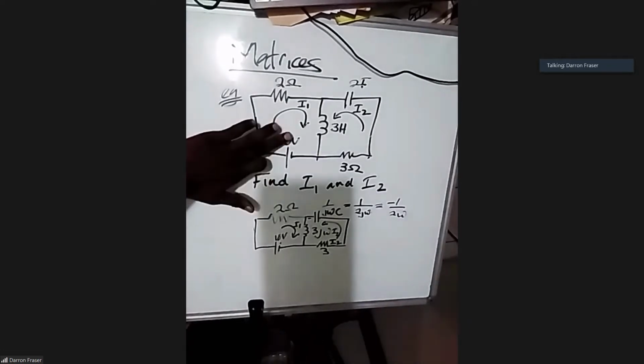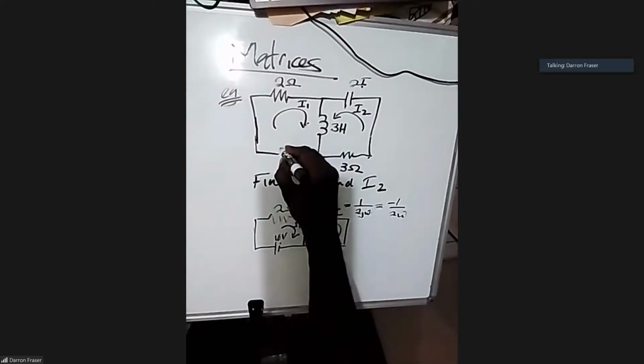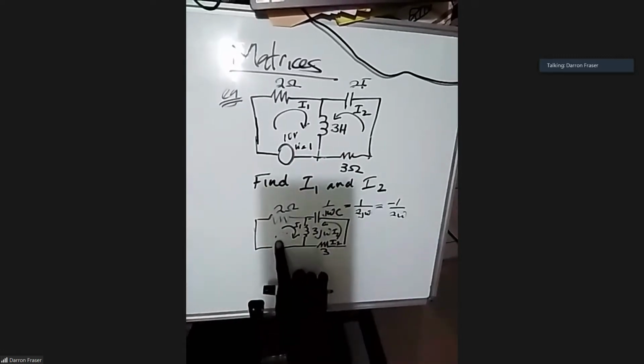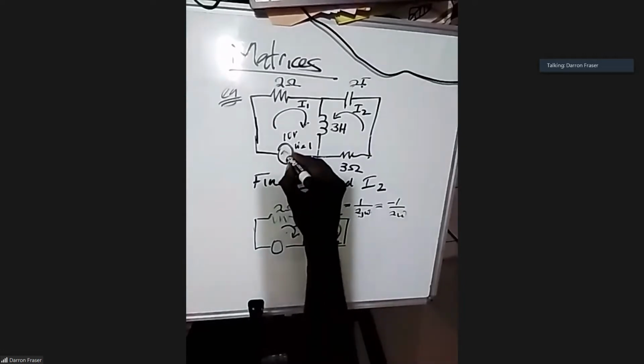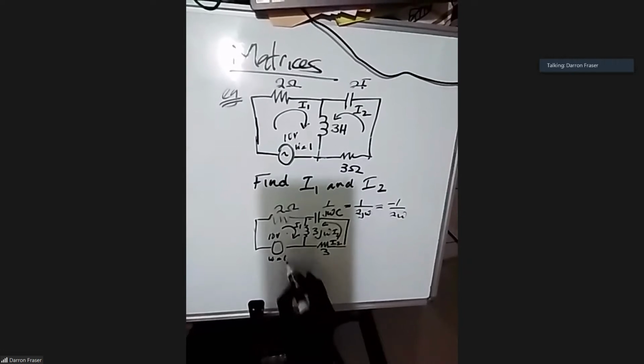Did something silly. Let me go back to the problem and make life easier. So this is 10 volts, and I'm going to make omega equal 1 to make life simple in the first case. So this is 10 volts, an AC source. Omega equal 1.